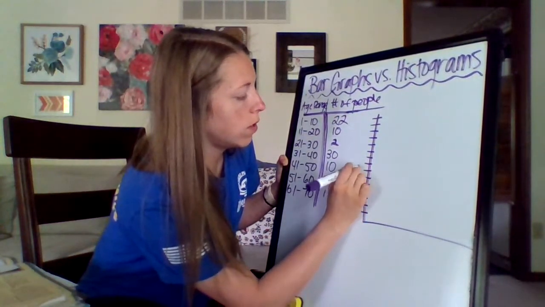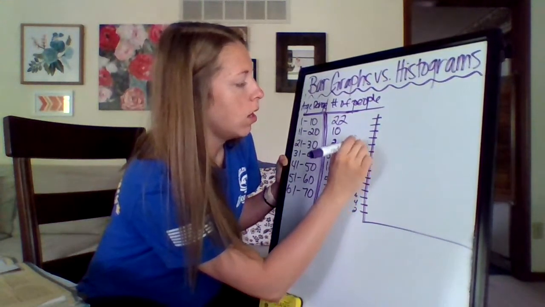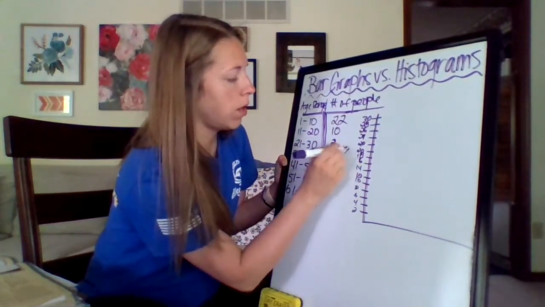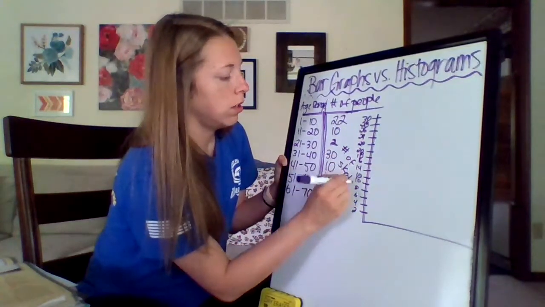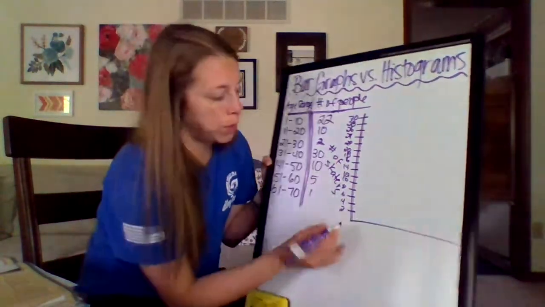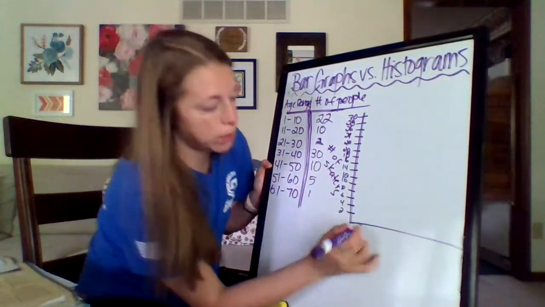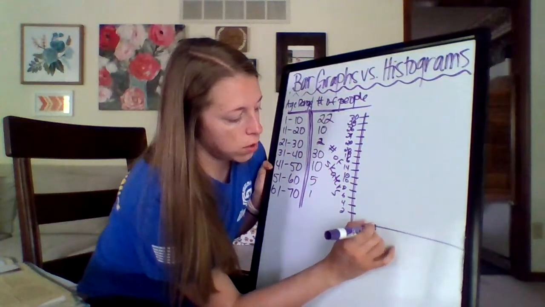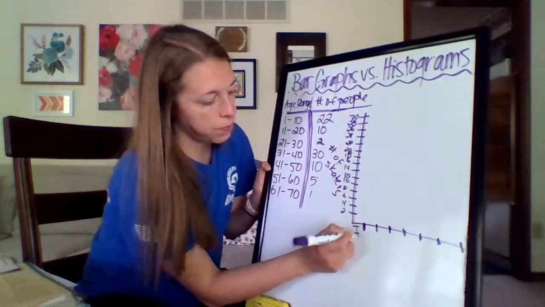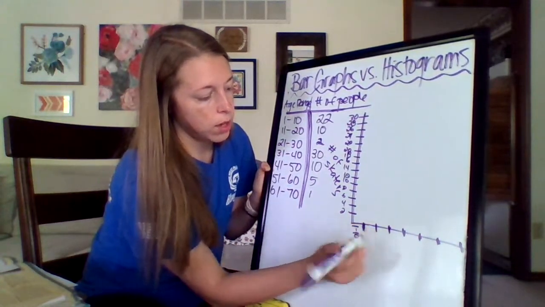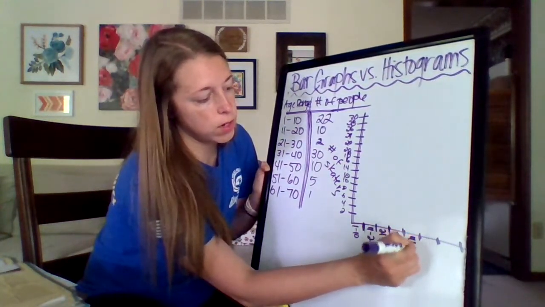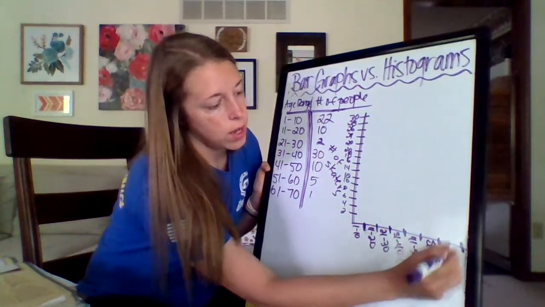Up to 30 people. Number of skaters, because remember we said this was about a roller skating rink. Okay, so at the bottom I'm going to put my age ranges in groups. Okay, I have 1, 2, 3, 4, 5, 6, 7 groups. Okay, so I'm going to break this off in groups. 1, 2, 3, 4, 5, 6, 7. Okay, and this group is 1 to 10, 11 to 20, 21 to 30, 31 to 40, 41 to 50, 51 to 60, and 61 to 70.